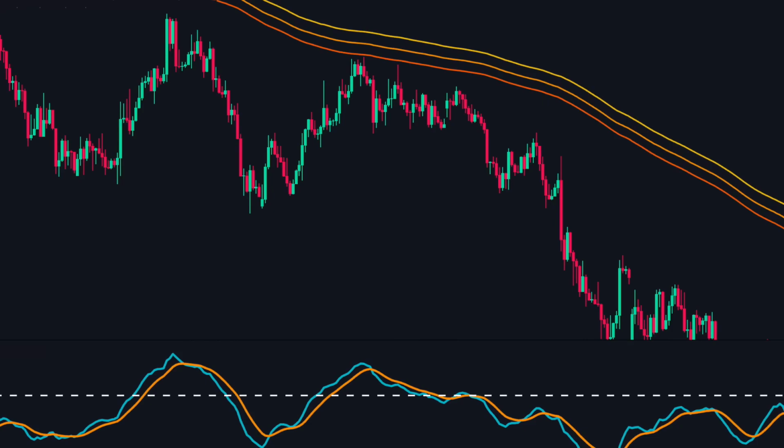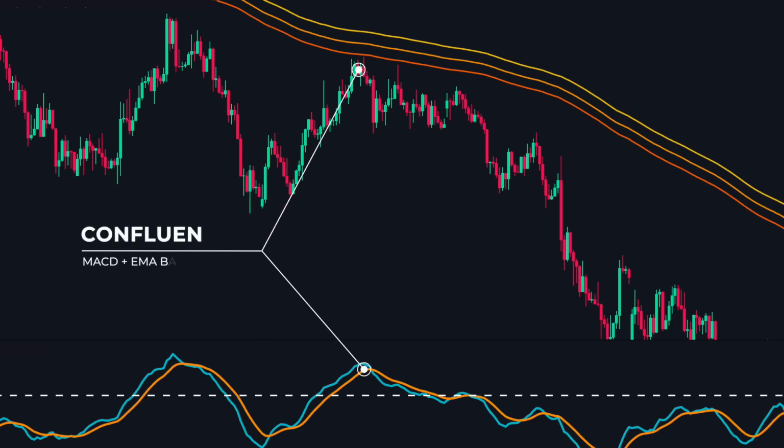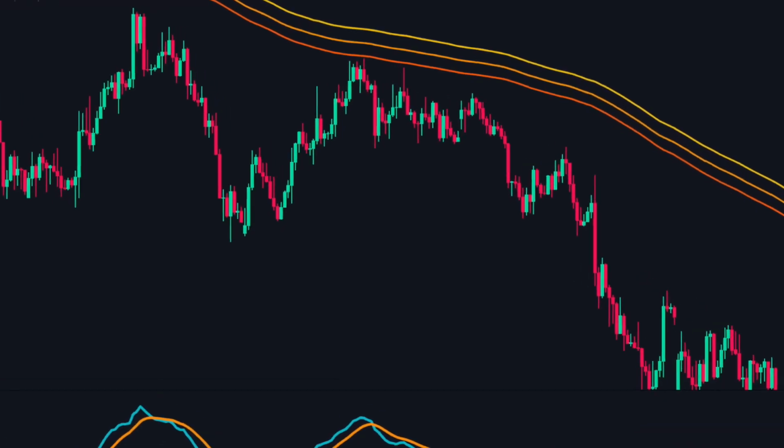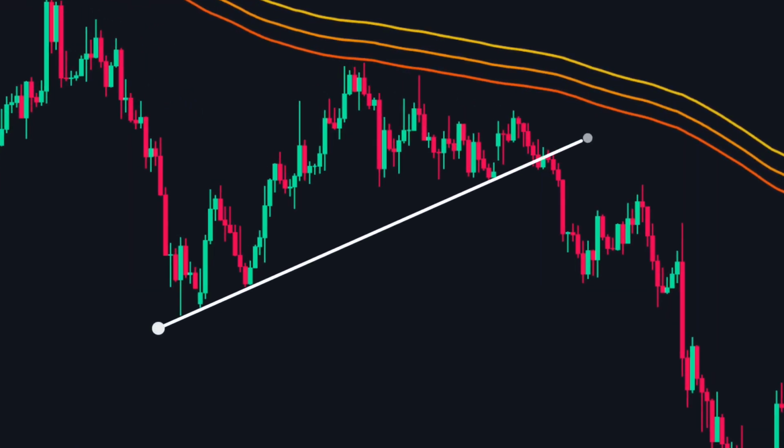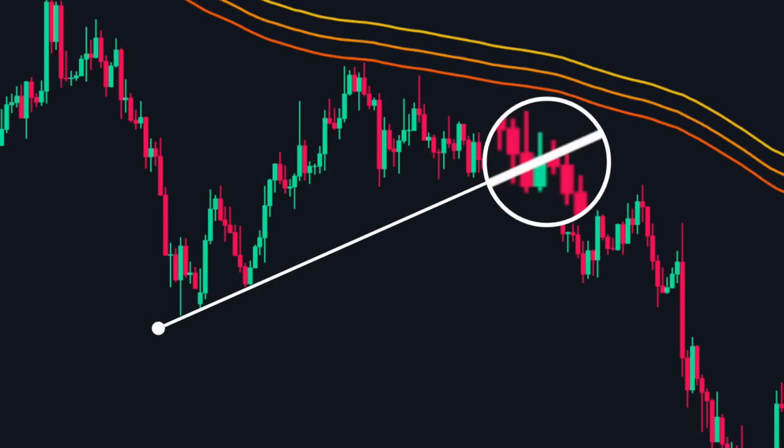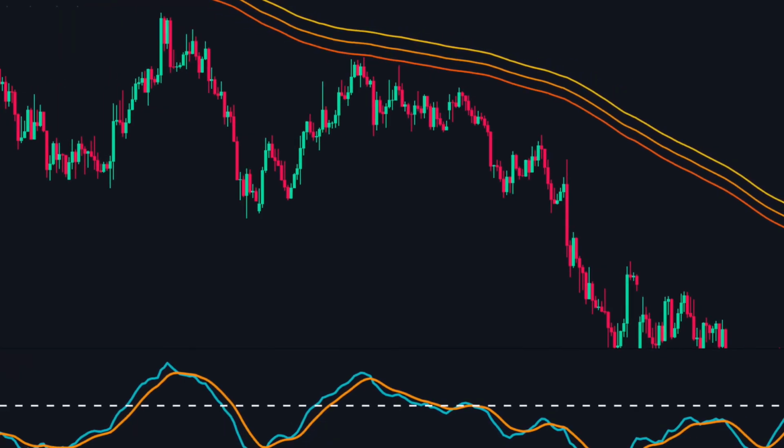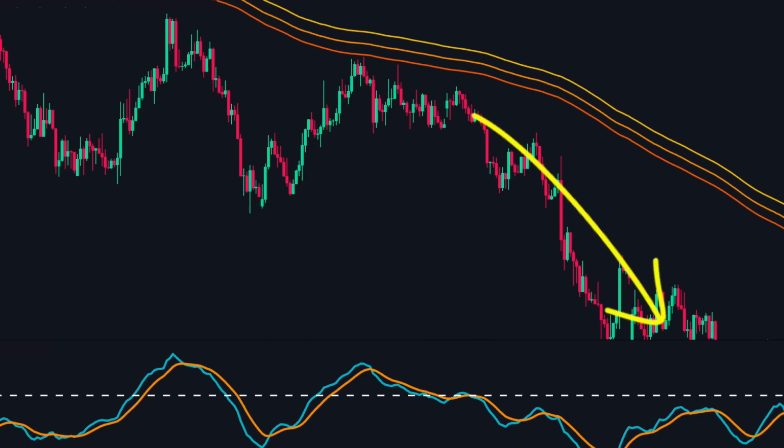We also see that the MACD has crossed above its zero line. This also indicates that the price may start a down move again. Therefore, we have a confluence of the MACD and the EMA bands. Now, we create a short-term trend line and wait for the price to break it. On this candle, the price broke below the trend line. We enter a sell trade. As you can see, the price moved downwards after our entry.